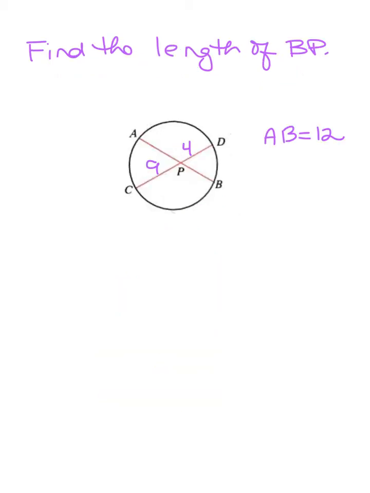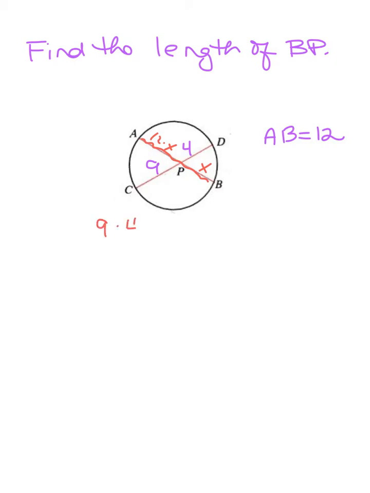In our next example, we're asked to find the length of BP. So I'm going to make that x. That's my unknown. Now, I know that this whole chord AB right here has a measurement of 12, but I don't know what the pieces are. So I'm going to make BP equal to x. Then AP is going to equal 12 minus x, since I know that whole piece is 12.